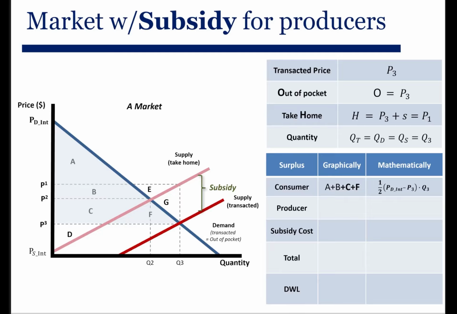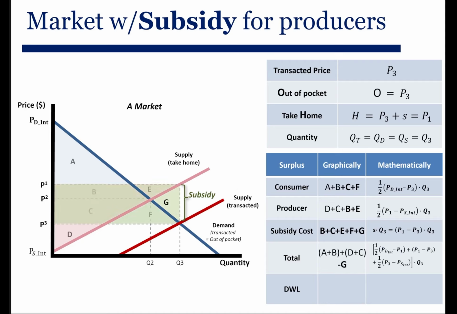So we have to think about what the cost for that subsidy was. It wasn't free, it's the government paying out money. So the subsidy cost, because it's a per unit subsidy, is the number of units, Q3, times the subsidy. And we can see that graphically that is the area of B, C, E, F, and G.